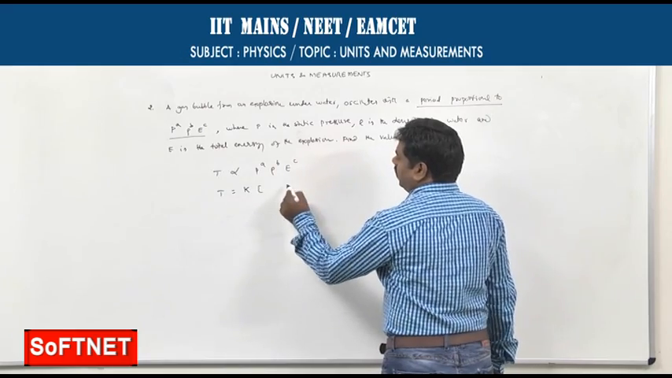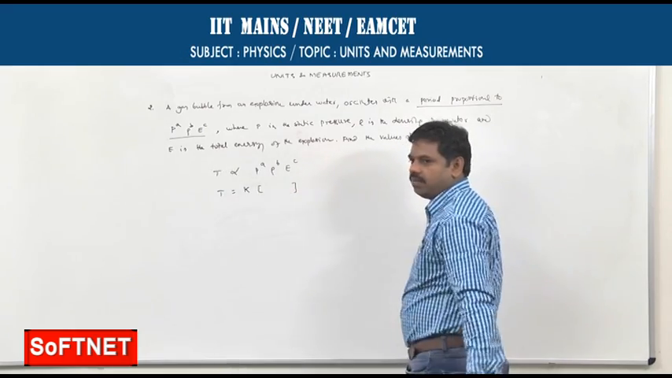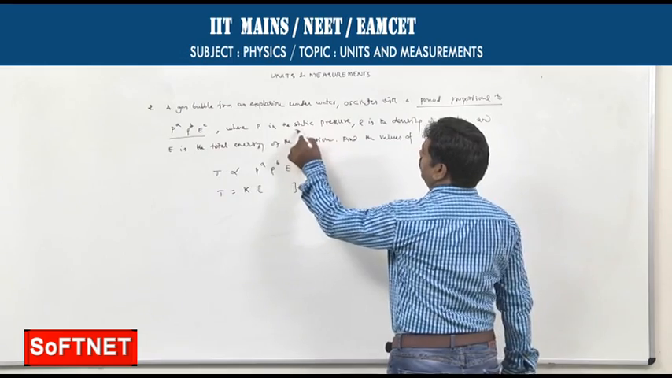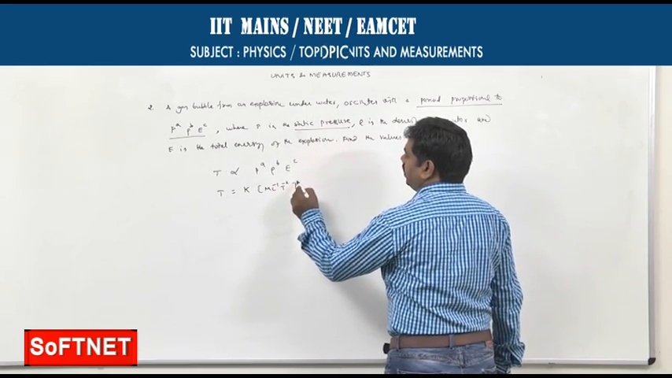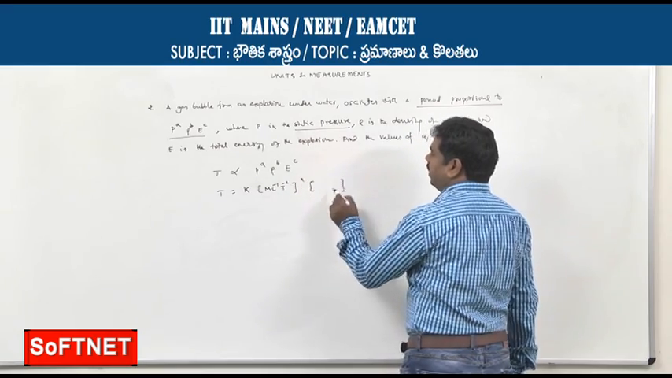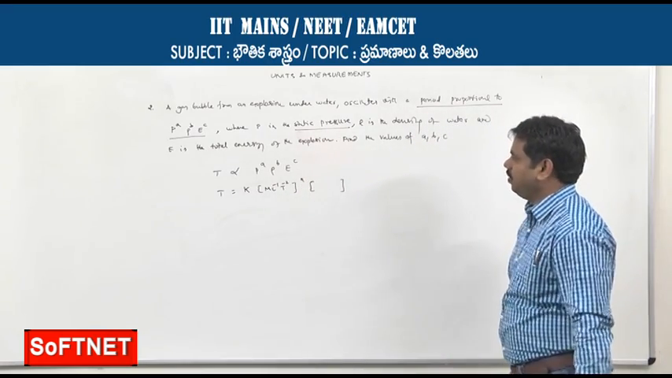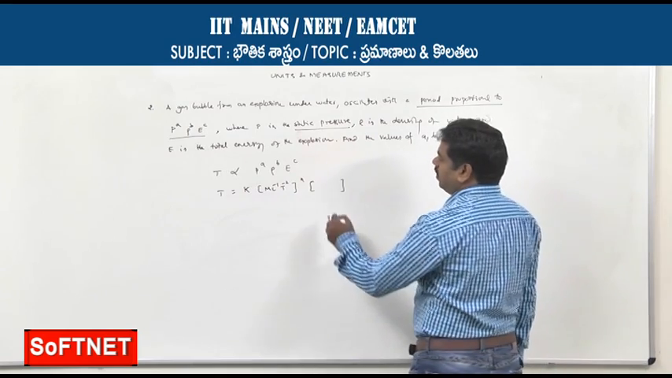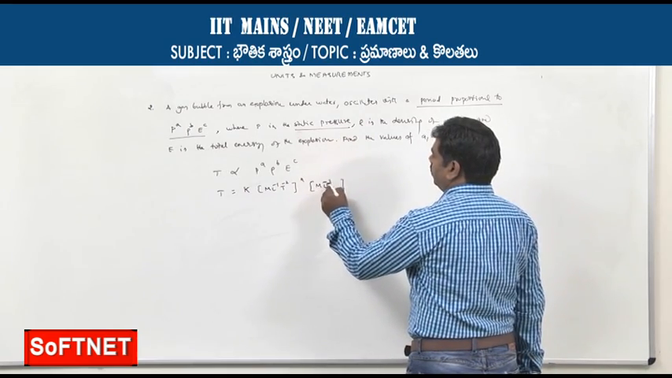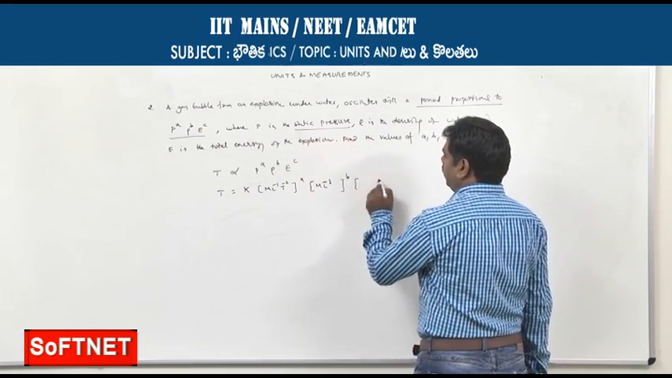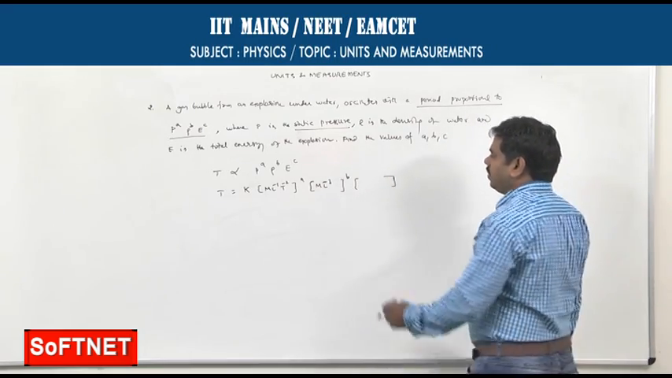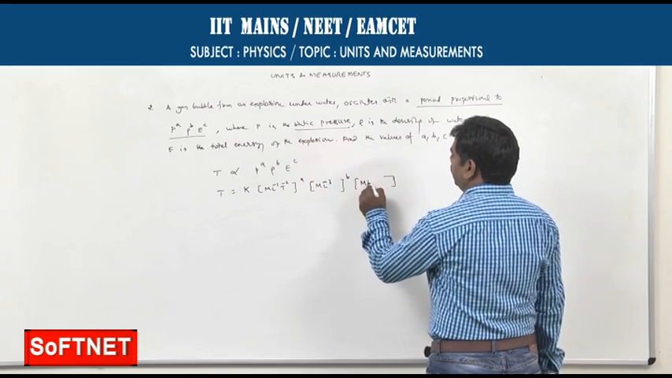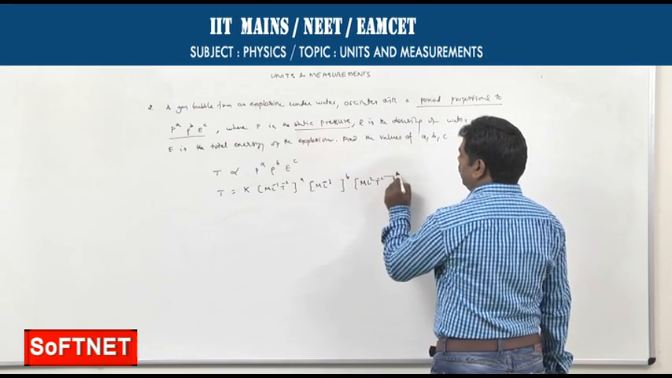And what is the dimensional formula of the pressure, where P is the static pressure? Already you know, M L power minus 1 T power minus 2, power a. And next, rho, density. The density dimensional formula is M L power minus 3, power b. And next E, the total energy. The energy dimensional formula is M L square T power minus 2, power c.